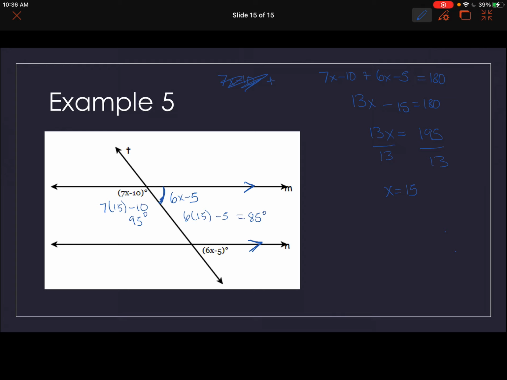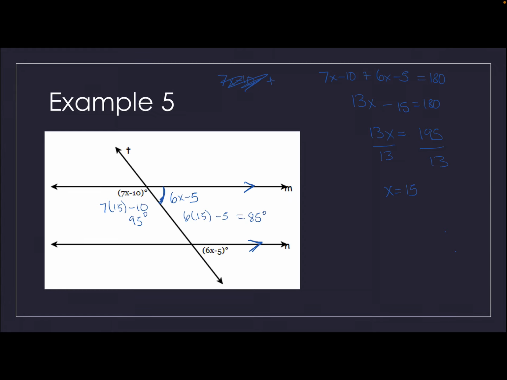All right, so that's going to conclude this video for angle equations with parallel lines. So we didn't do anything new. We just took our knowledge a step further, used the relationship that we had between the angles to justify an equation. We solved that equation and substituted our values back in to check to make sure our answer was correct.